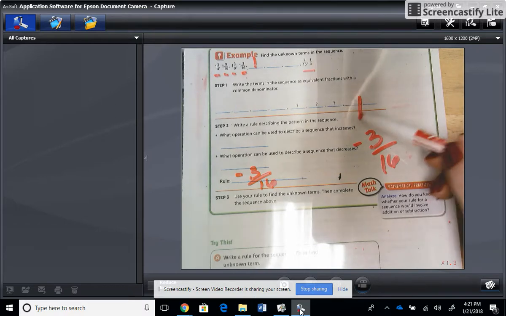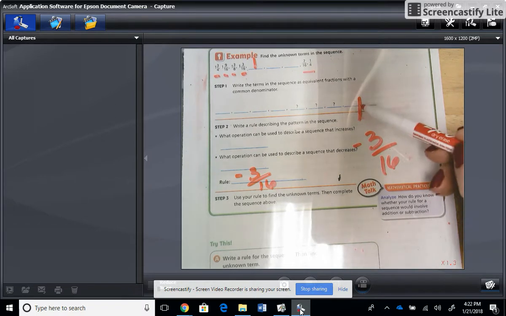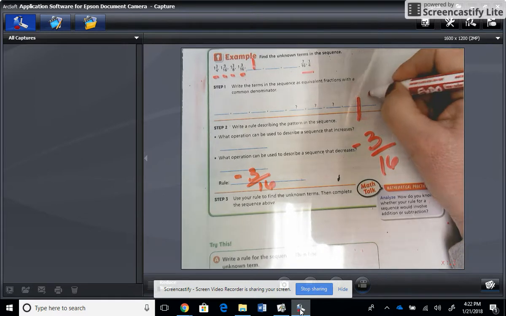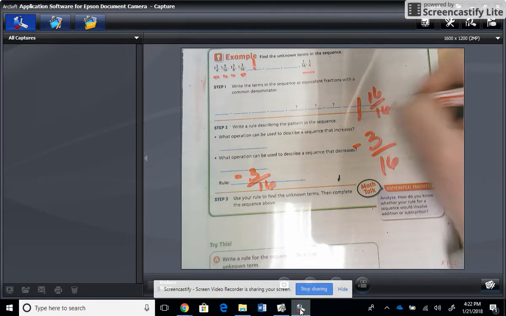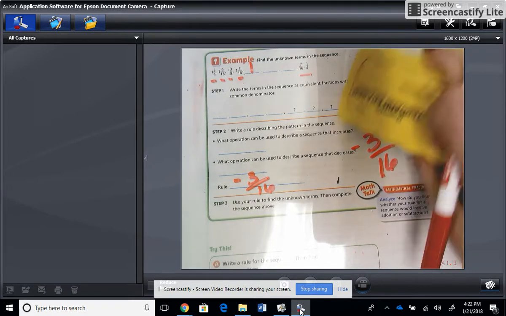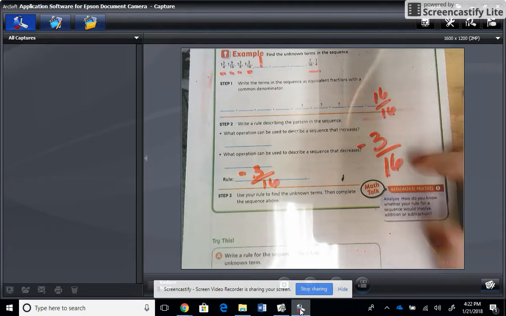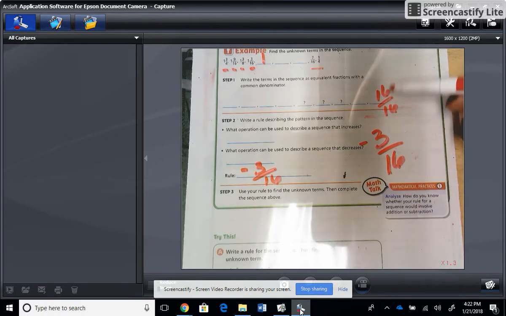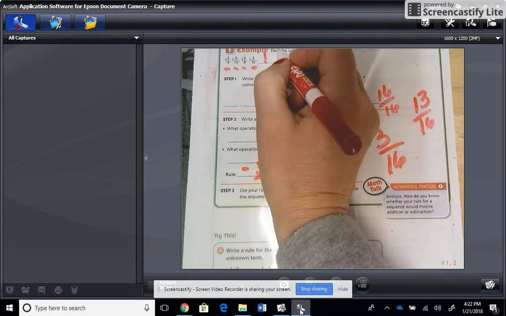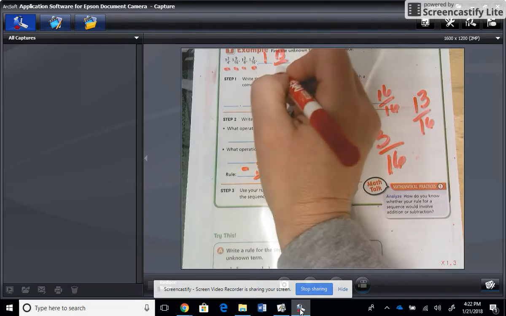So what am I going to change this to so I have a fraction? Well, what's the equivalent of this whole if I have a 16th? Well, the equivalent is 16 16ths because that's what we want to still keep that same common denominator. So that takes away my whole, but 16 16ths. So now, can I take away 3 16ths from 16 16ths? I certainly can, and I get 13 16ths. So my next one will be 13 16ths.